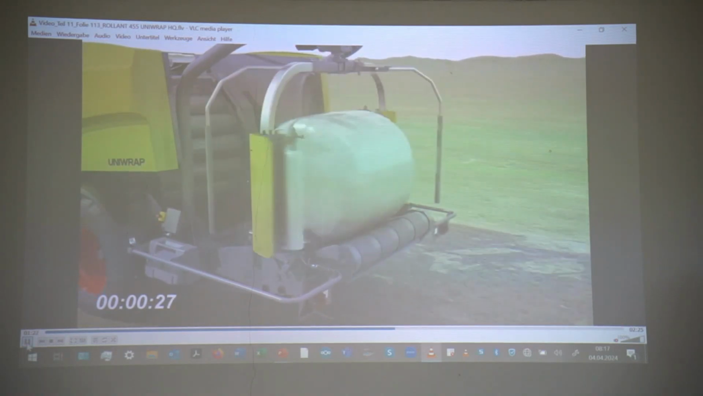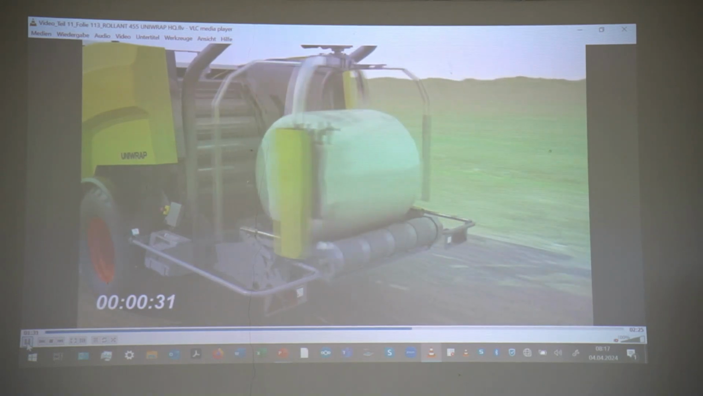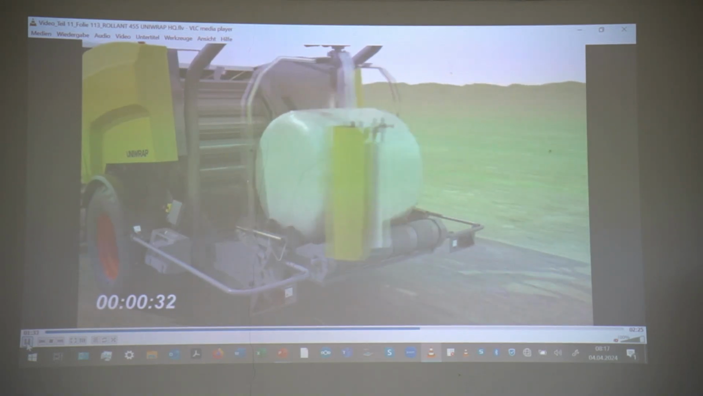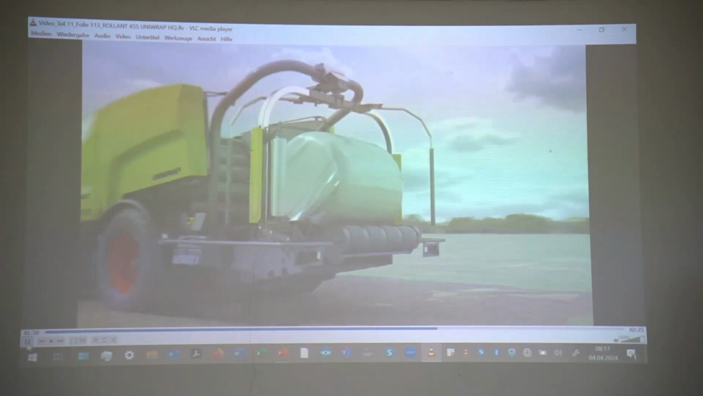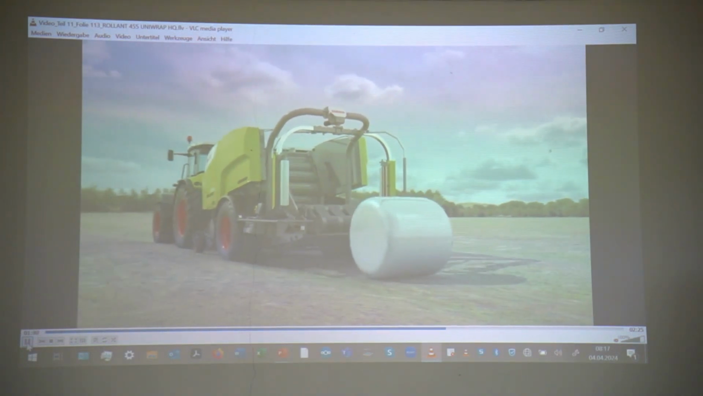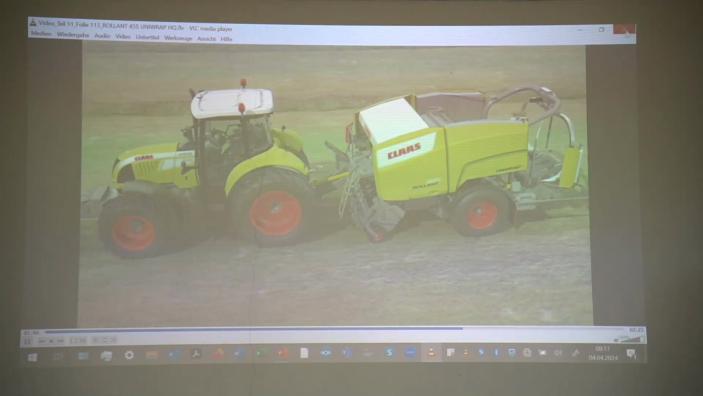And then you see the wrapping process now, it's roughly half of a minute. And you can see somewhere between half of a minute and 3/4 of a minute, everything is over, and you can transport the bale to wherever you want.